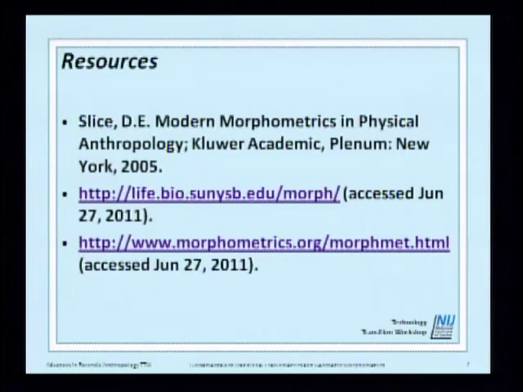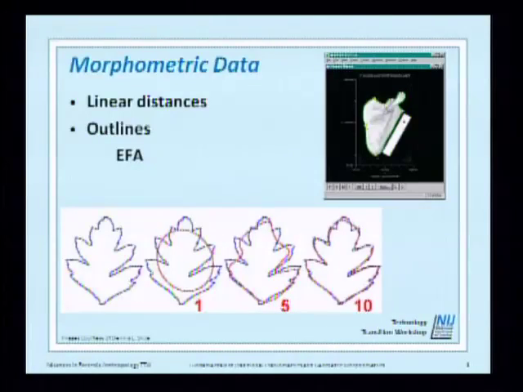Some of the good sources are in Slice's paper, where he does a really good overview of different methodologies or modalities in geometric morphometrics. All right, so what kind of data do we have? We have linear distances, right, traditional craniometrics. You can also extract linear distances from geometric morphometrics using EDMA, or Euclidean distance matrix analyses.